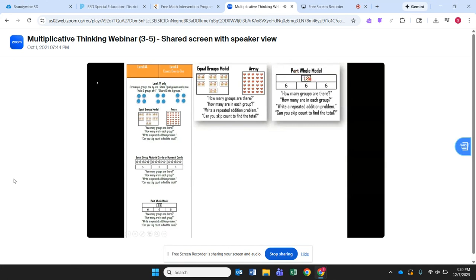Okay. Another one is the part whole model. And this is a good model, very important when developing division, but you let them, they can see the answer, which is 18. They can see the groups, and they can see the number in each group. So again, how many groups are there? There's 3 groups. How many in each group? 6. Write a repeated addition problem, 6 plus 6 plus 6.